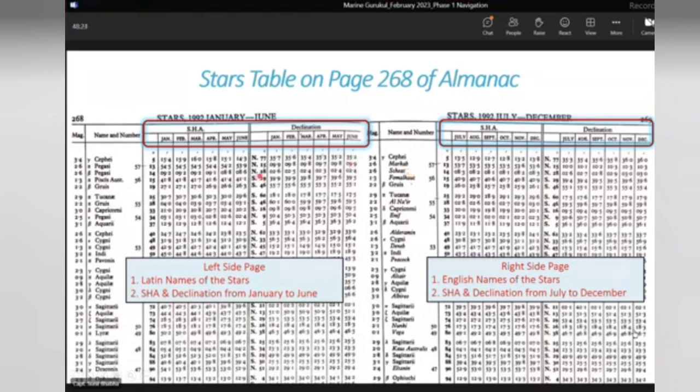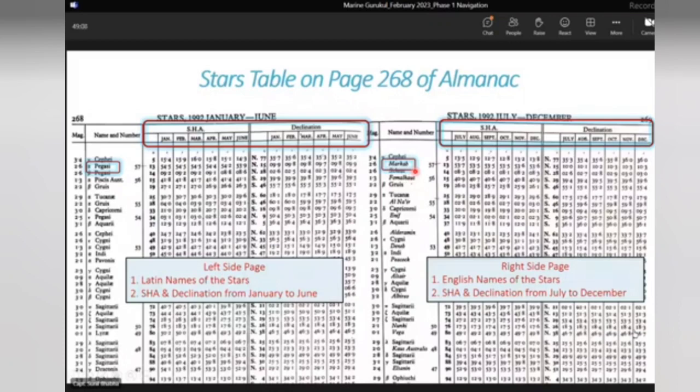To give you an example, pay your attention to the number 2 star which we have on our list. On the left hand side page, you see the number 2 star which we have is Alpha Pegasi. Whereas if you go to the right hand side page of the table, the same star is mentioned as Markab. So on the left hand side Alpha Pegasi, on the right hand side Markab represents the same star. Alpha Pegasi is its Latin name and Markab is its English name.